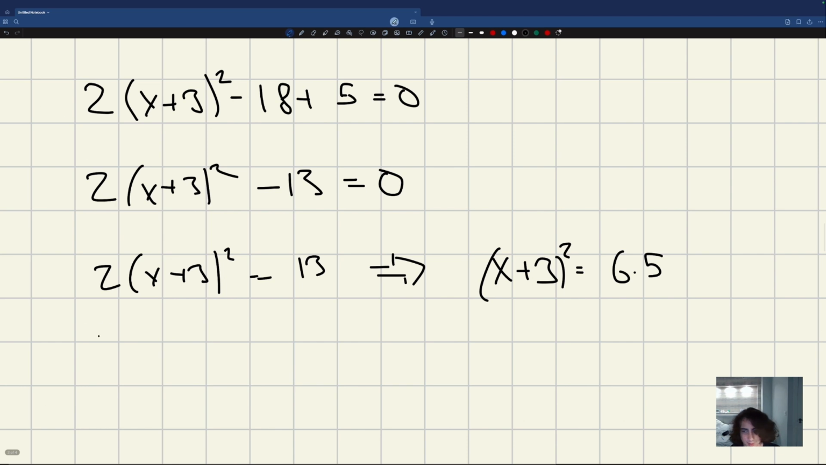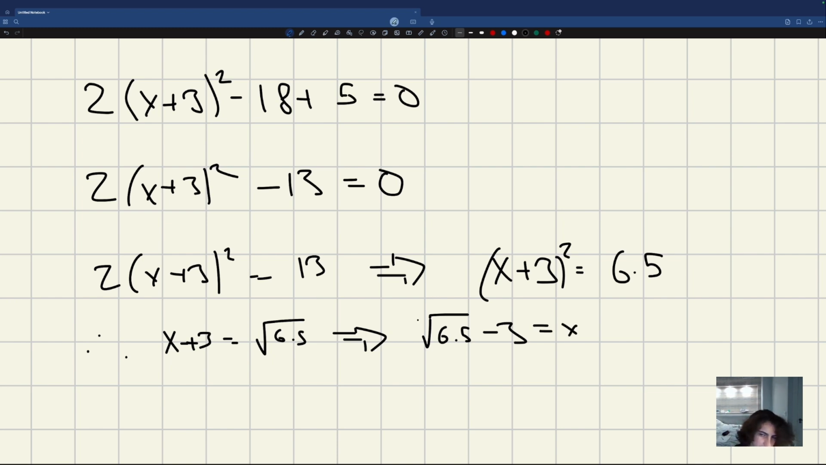Therefore, x plus 3 is equal to the square root of 6.5. And therefore, I use arrows and the official therefore, sorry. The square root of 6.5 minus 3 is equal to x. And very important to notice, this should be plus minus because there should be 2 solutions, as it is a quadratic. Plus minus, plus minus. Yeah, this is the solution.